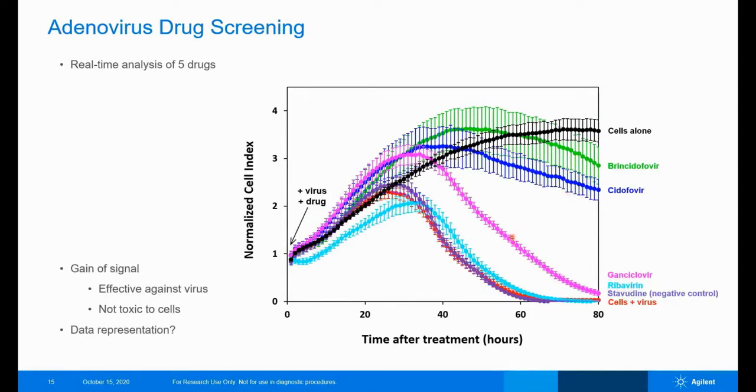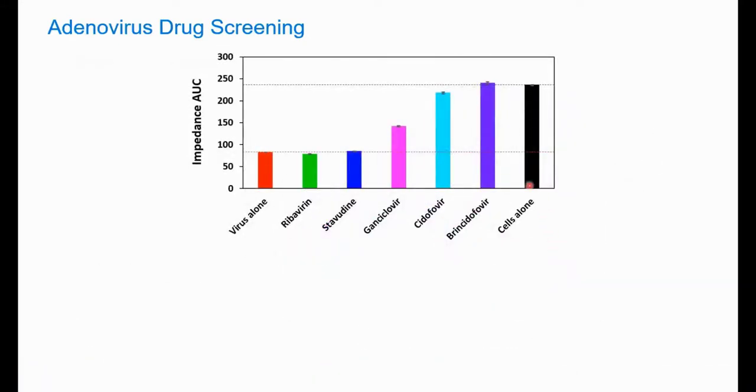The data is pretty clear in its current format, but we can represent it in a few different ways. One of them would be to calculate the area under these curves, as I'm showing here. And this just helps to demonstrate that indeed impedance is very efficient for being able to rank order drug efficacy and determine what is or is not a hit for screening.